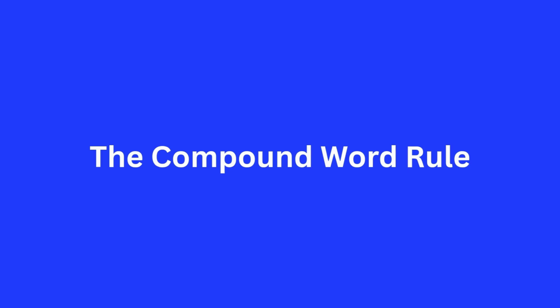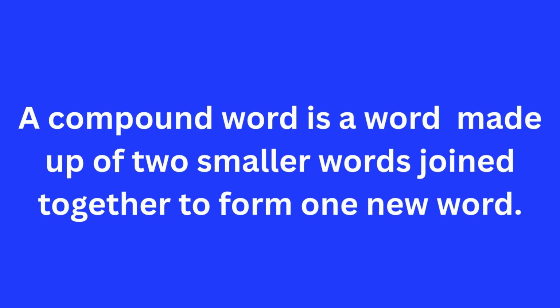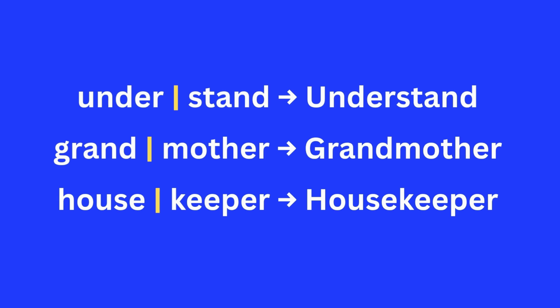Another useful syllable rule in English spelling is the compound word rule. A compound word is a word made up of two smaller words joined together to form one new word. When dividing compound words into syllables, we split the word where the two smaller words join. This rule is very helpful because each part of the compound word can stand alone as a separate word with its own meaning. Let's look at some examples. Sun, light. Class, room. Rain, bow. Football. Now let's break them down carefully.